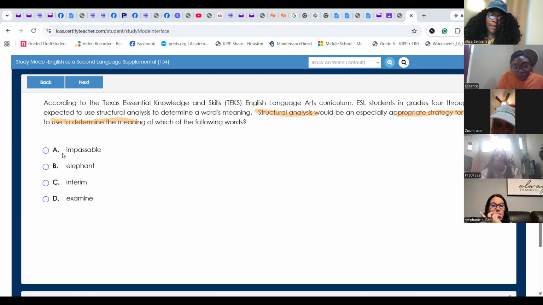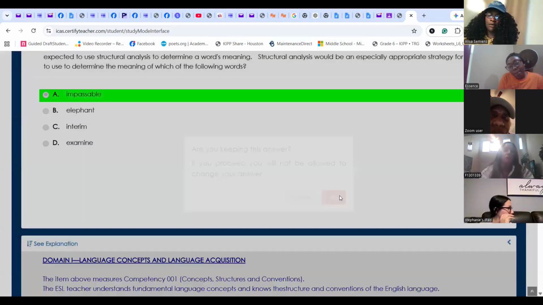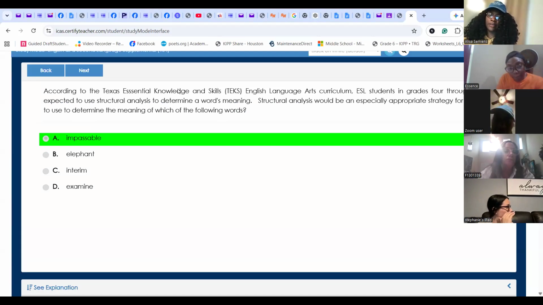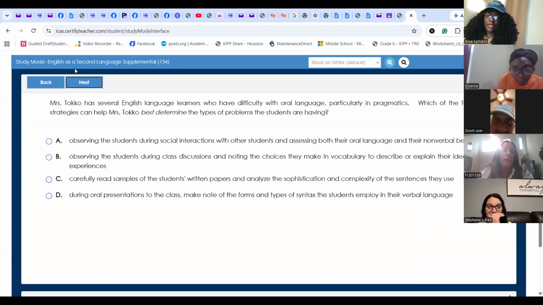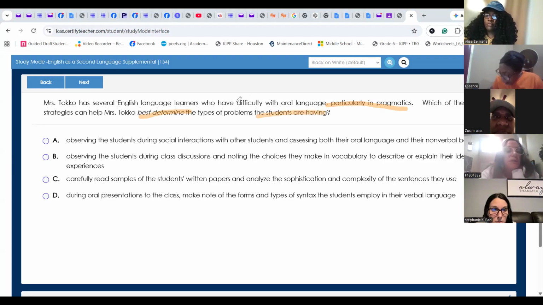Yes. So impassable would be a word that you would use for structural analysis. Absolutely. It's the only word here that has the prefix, the root word, and the suffix. All right. Pragmatics is the social use of language. Keep that in mind as you answer this question.